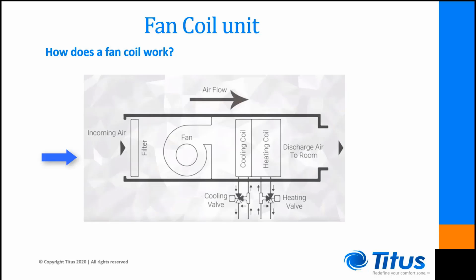Starting at the left side of the image, we can see where the return air comes into the unit from the left and then flows through a filter. The filter helps to free the air of dust and other contaminants floating in the air that would otherwise reduce the air quality.